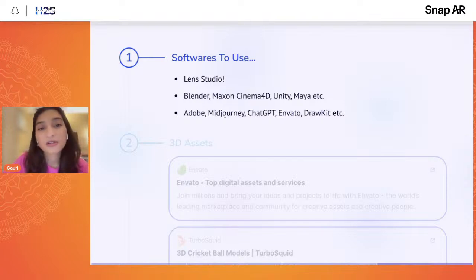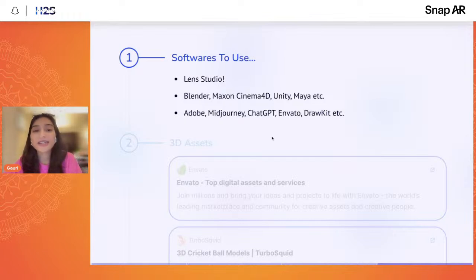If you want to experiment with that, you can use generative images and include that in your project. ChatGPT is great if you want to ideate. If you're stuck in a rut where you don't know what lens you want to make, you can always ask ChatGPT to give you ideas.